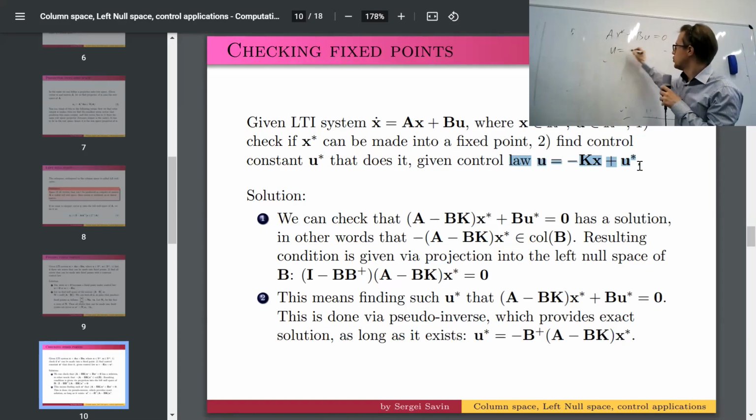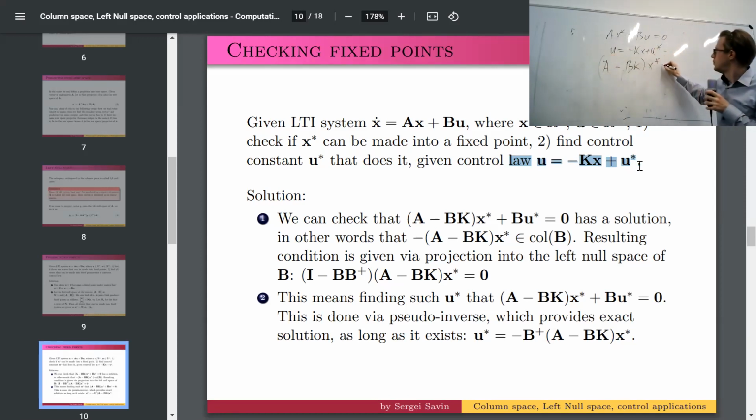First, we know that u equals minus Kx plus u star. Let's substitute. We get (A minus BK) x star plus B u star equal to 0. That better be true. How can we check that it is actually possible to find u star such that it works? Your suggestion.